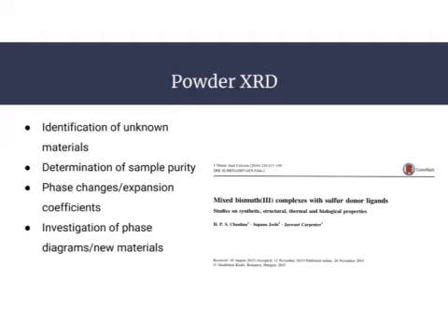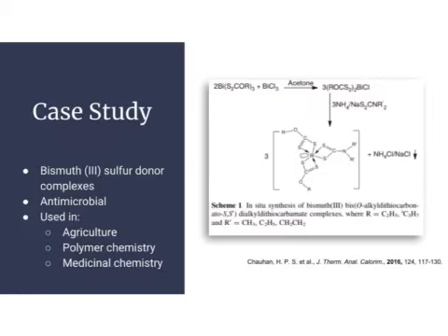That study we're going to look at is mixed bismuth 3 complexes with sulfur donor ligands, and this team uses a lot of different techniques to analyze what they actually did, but powder XRD is one of them. So, getting into their case study a little bit, they were looking, as we mentioned, at bismuth sulfur donor complexes. As we can see over on the right, we have a bismuth center metal ion and then a bunch of sulfur ligands around it. Why they were looking at bismuth, and some of the reasons why a lot of people look at bismuth, is it's listed as an antimicrobial.